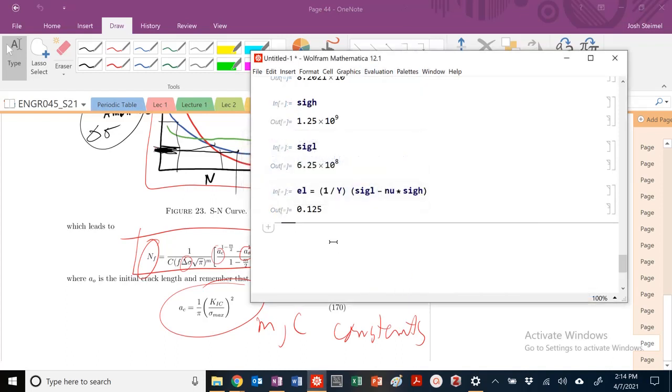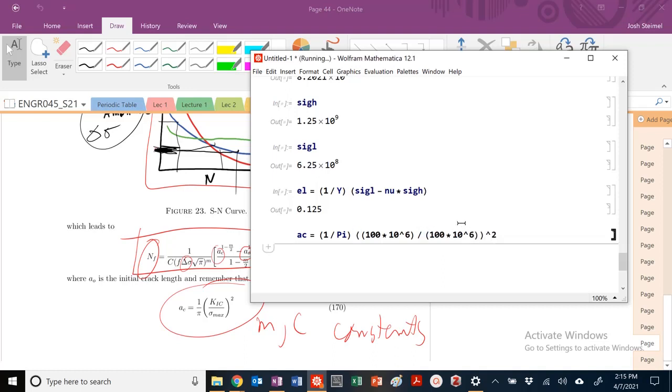So I want to solve, I know that my a sub c is going to be 1 divided by pi times my K1C, which is 100 times 10 to the 6, because again, that was megapascal meter to the 1/2, divided by my stress, which was also 100 times 10 to the 6, all squared. Let's see what we got.